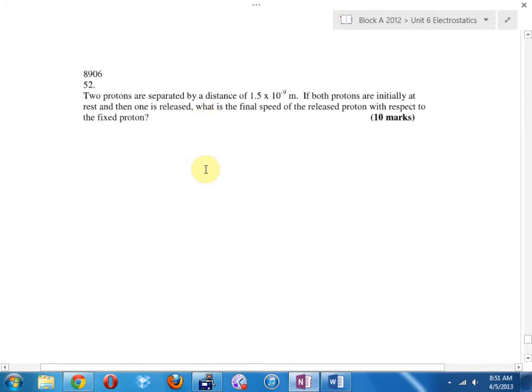Probably 52. I mean, that's nasty, but let me see. Hang on. Two protons, so we've got two charges. I give you the distance. I didn't give you the diagram. If they're both initially at rest and then one is released, what's the final speed of the released proton with respect to the fixed one? So final speed, I guess that means it's getting out to the edge of infinity, so its final potential energy must be 0.